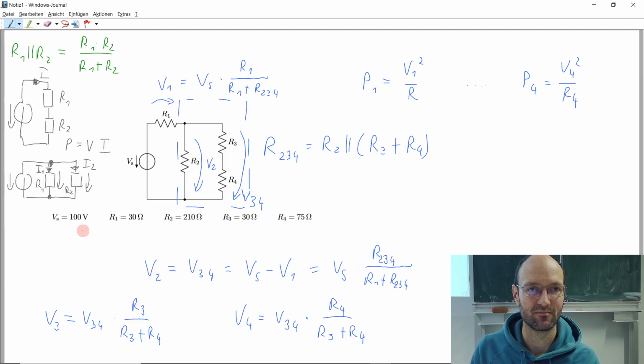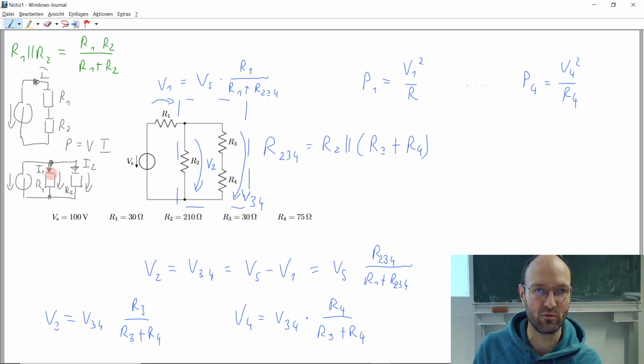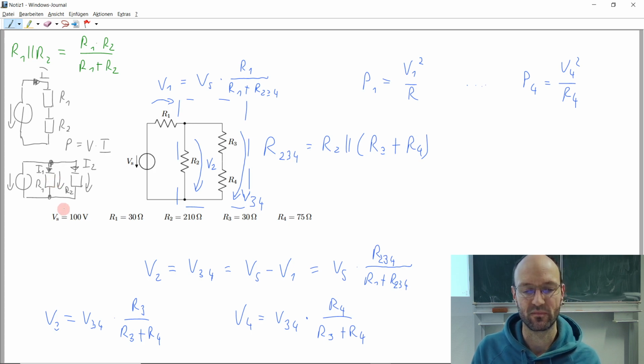More resistance, less power. Yeah, the more resistance, the smaller the current, and the voltage is the same. So smaller current means less power. So here, more resistance means more power, less resistance means less power. So now take a look at the circuit.